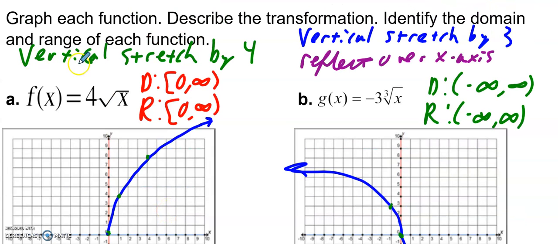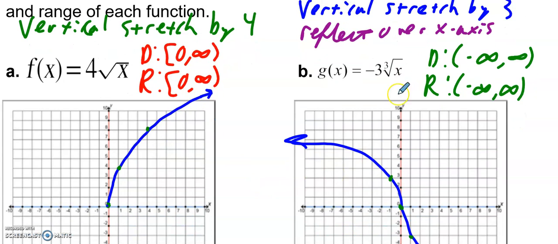All right, so A, we hopefully recognize this is going to be a vertical stretch by 4. So again, I'm using those points that I emphasized before to help me do that. So normally I go through 0, 0, multiplying that by 4 doesn't change it. But 1, 1, if I multiply the y coordinate by 4, that becomes 1, 4. And 4, 2, if I multiply the y coordinate by 4, that becomes 4, 8. So this is my vertical stretch. Domain and range are 0 to infinity.